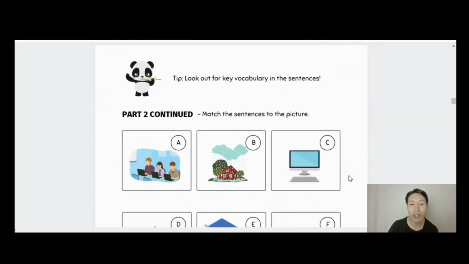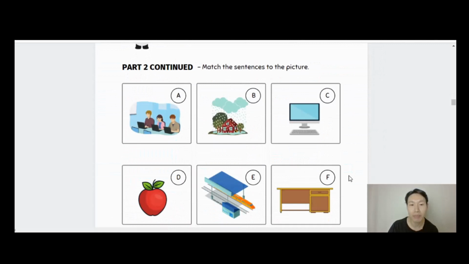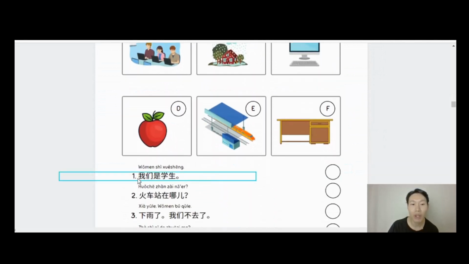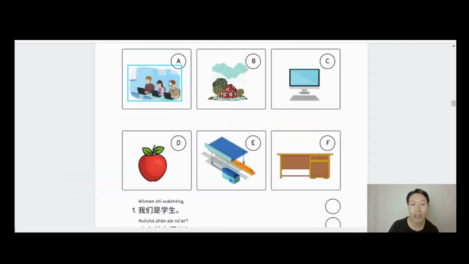Okay, let's move on to the next one. So let's look at number one. 我们是学生. 我们 means we. So let's look at, okay, so we can see a group of people here. 是学生 means are students. So the answer is A.